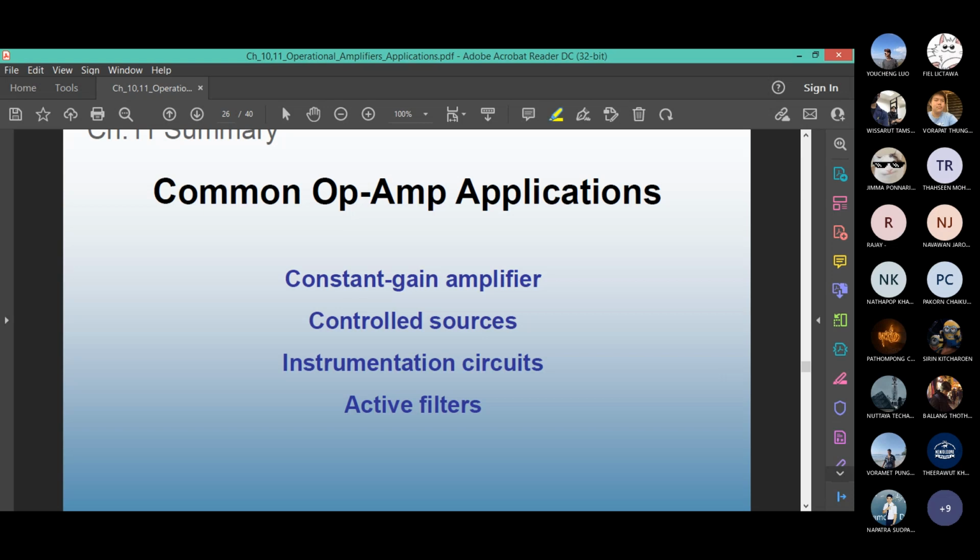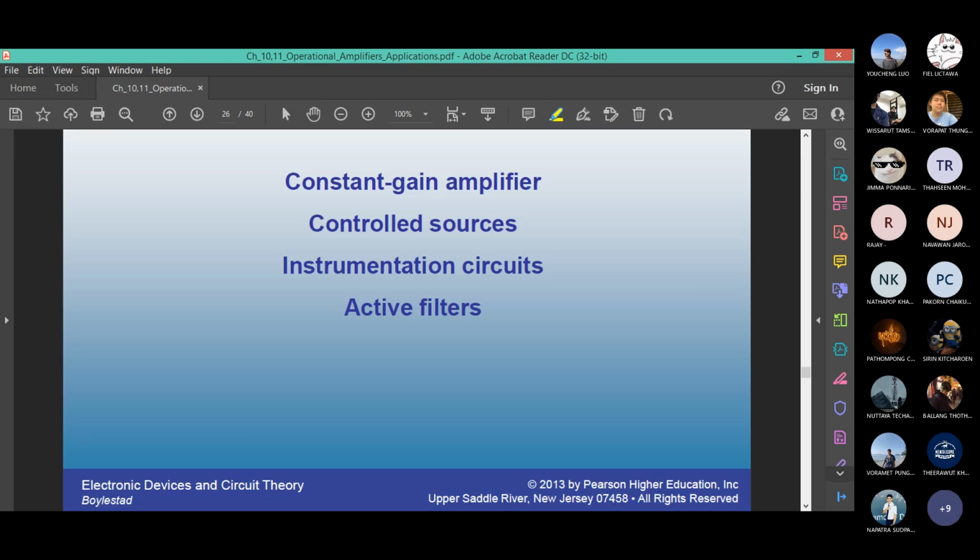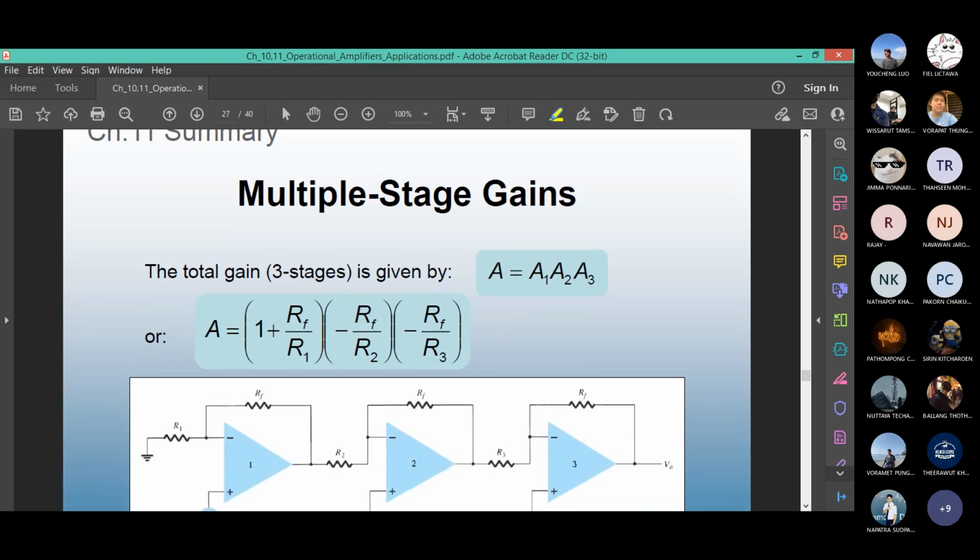The second common type of application is controlled sources. We talked about 4 controlled sources. You can use op-amp circuits to make a controlled current source or controlled voltage source, and the controlling parameter can be a voltage or current, which means there are 4 types. And filters.